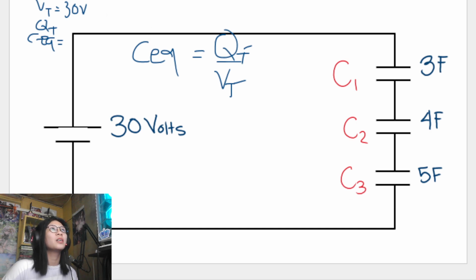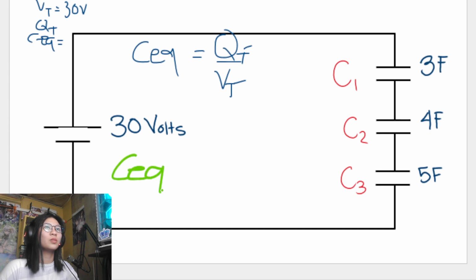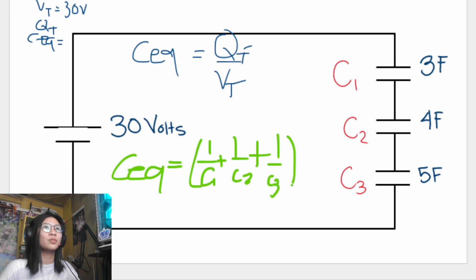So therefore, that will be CEQ is equal to 1 over C1. So we have 3, so tulura po natong ibutang dira: 1 over C1, 1 over C2, plus 1 over C3, raised to negative 1. Okay? So that's how you will get your CEQ. Once na imo na siyang masolve.